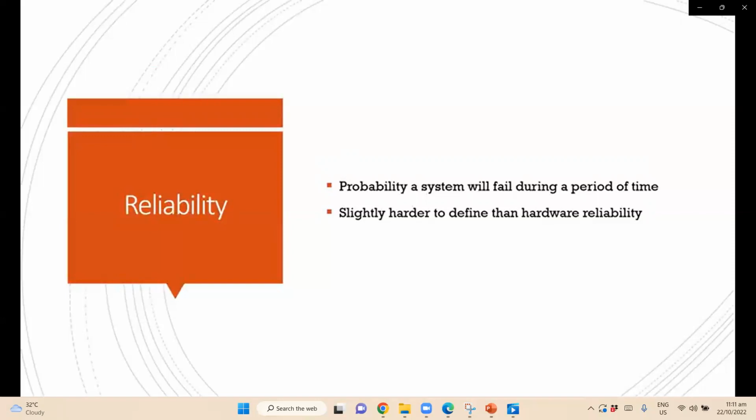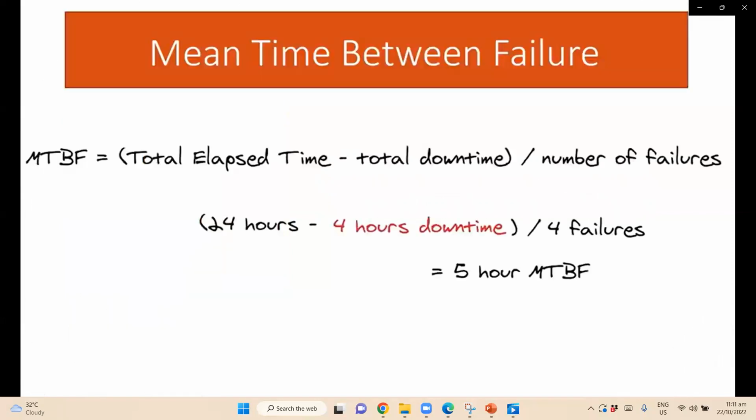A common way to measure reliability is mean time between failure. So you take the total elapsed time for a time period minus the total downtime, and then you divide that by the number of failures. So in this case, we have 24 hours total. Let's say you have 4 hours of downtime, and that 4 hours of downtime was caused by 4 different failures. What that means is that you have 5 hours on average before your system will have a failure.